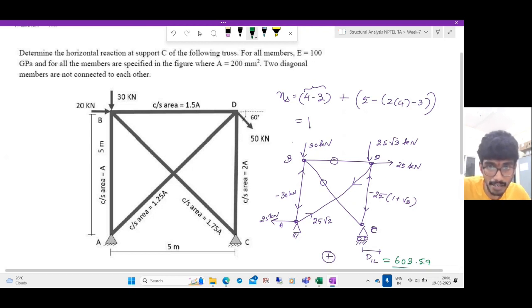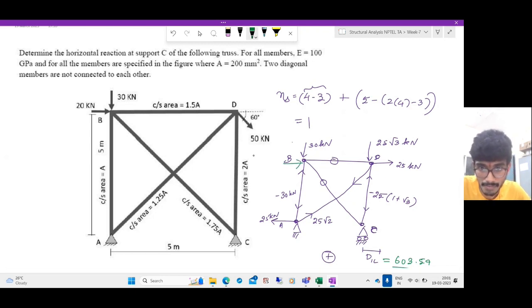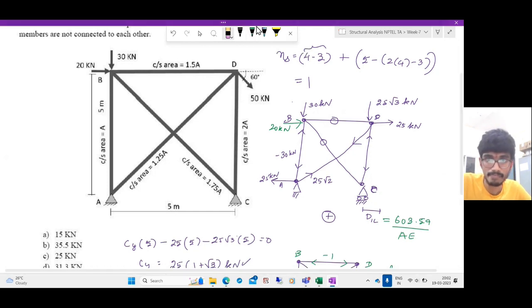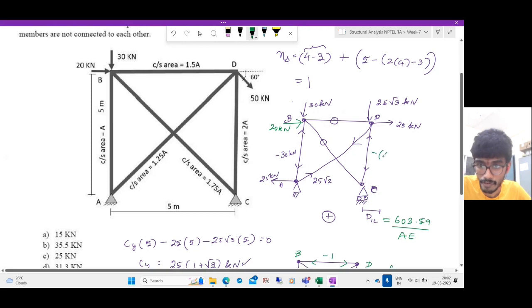Sorry, we missed this 20 kilonewtons. So this will be 20, 25, 20. So this will be 25 into 1 plus √3 plus 20. So this becomes minus 45 plus 25 root 3.